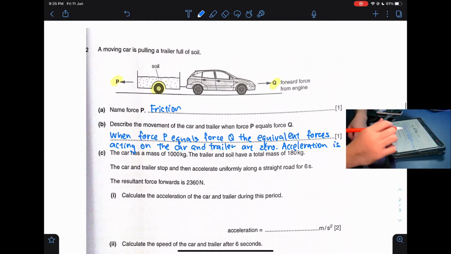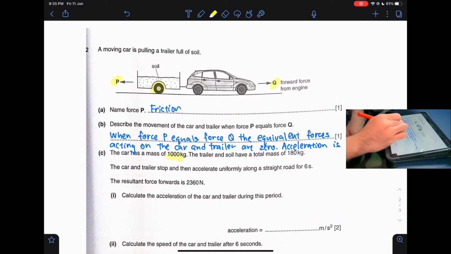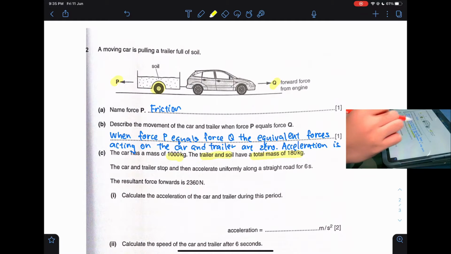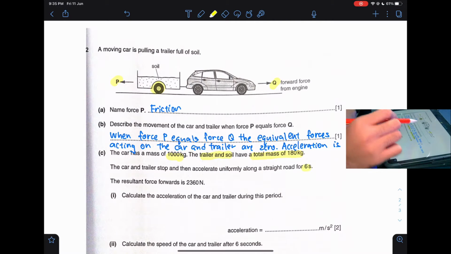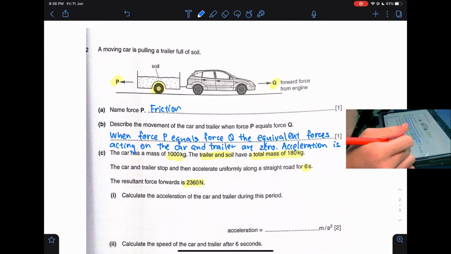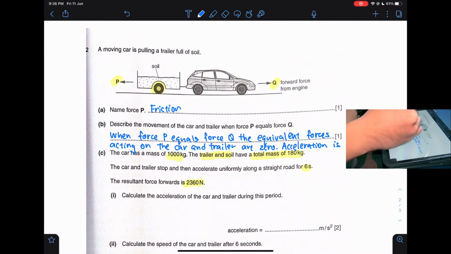For part C, the car has a mass of 1000 kg. The trailer and soil have a total mass of 180 kg. The car and trailer start from rest and then accelerate uniformly along a straight road for 6 seconds. The resultant force forwards is 2360 newtons. For part I, we need to calculate the acceleration of the car and trailer during this period.